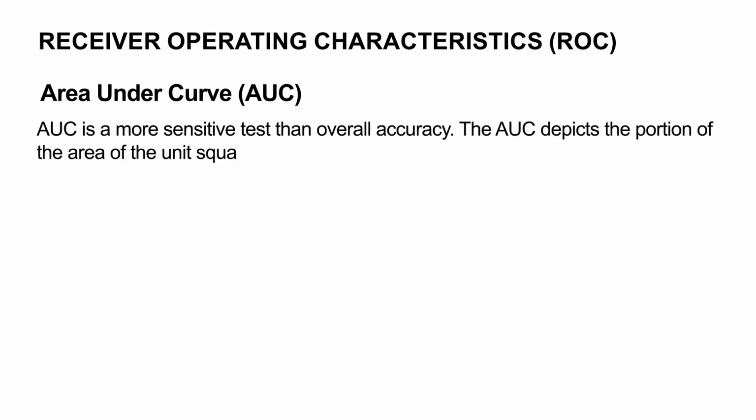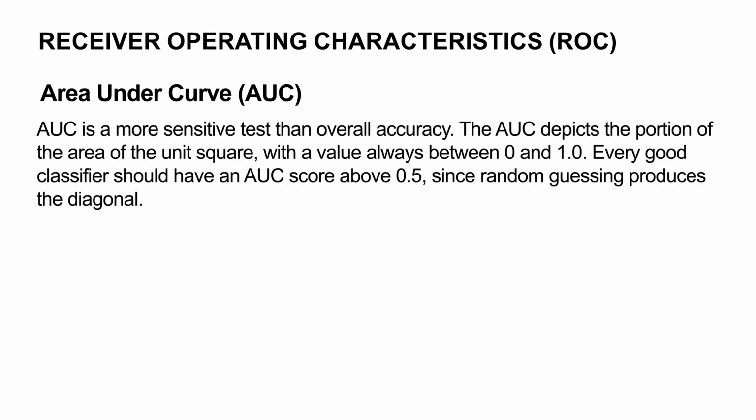Area under curve, AUC. AUC is a more sensitive test than overall accuracy. The AUC depicts the portion of the area of the unit square, with a value always between 0 and 1.0. Every good classifier should have an AUC score above 0.5, since random guessing produces the diagonal.